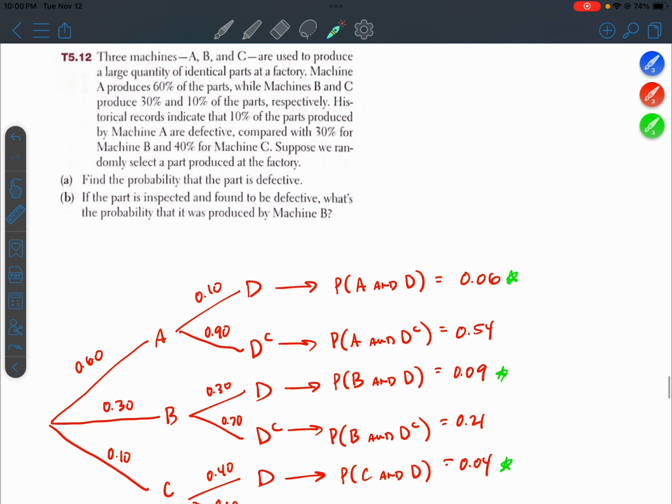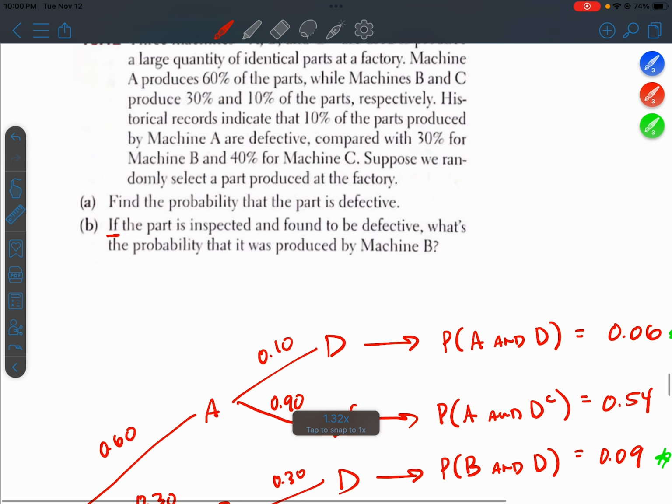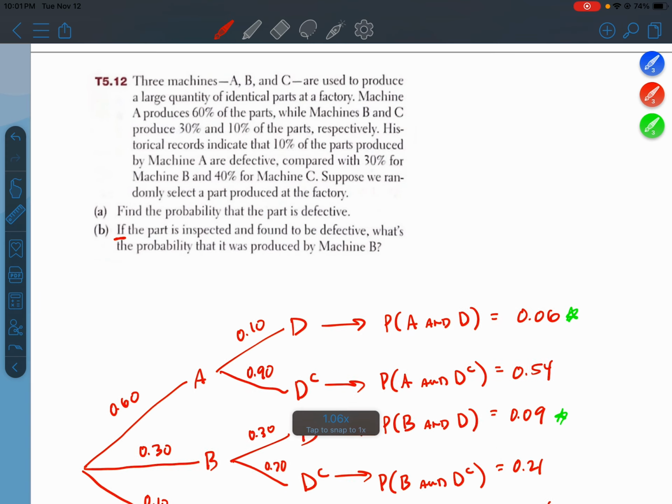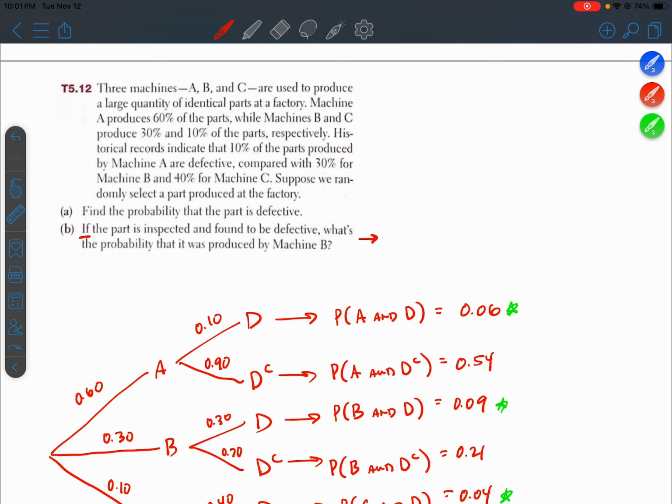Okay, part B says if the part is inspected and found to be defective, what's the probability that it was produced by machine B? Okay, so I'm really not liking the way that they're wording these questions because they should have phrased this using the language of given, right? This is really a conditional probability that they're asking. They want to know the probability that the part came from machine B given that it was defective.